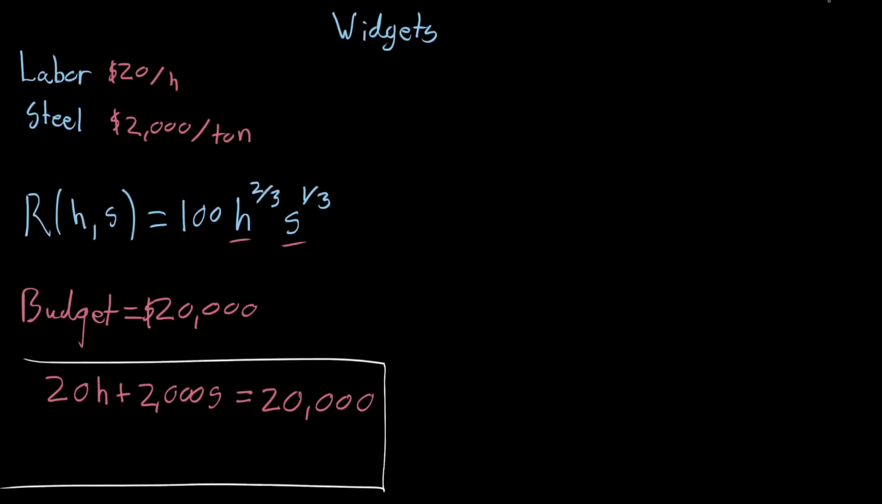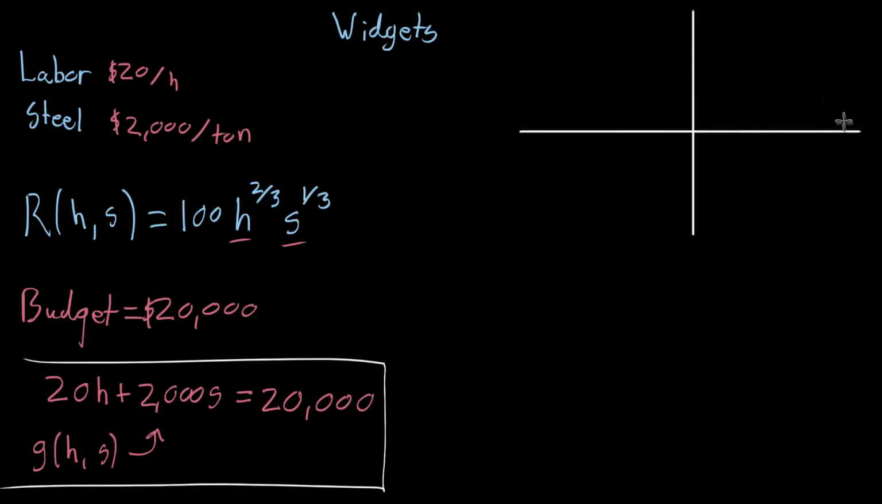And let's go ahead and give the function that we're dealing with a name. I'm going to call it g of h,s, which is going to be that guy. And now, if you'll remember in the last few videos, the way we visualize something like this is to think about the set of all possible inputs. In this case, you might be thinking about the hs plane, the number of hours of labor on one axis, the number of tons of steel on another. And this constraint, in this case, is a linear function, so it's going to give us some kind of line that tells us which pairs of s and h are going to achieve that constraint.